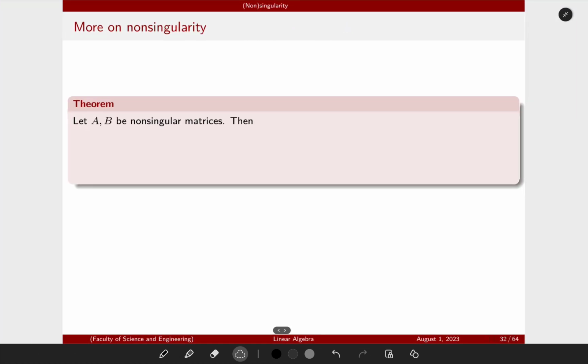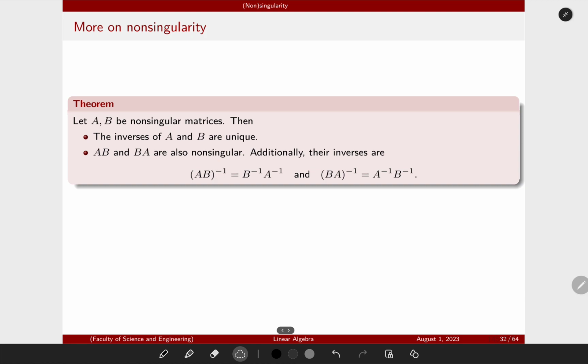So now we have some more concepts regarding non-singularity. They relate the products and other operations of non-singular matrices. So let A and B be non-singular. Then the inverses of A and B are unique, so A inverse and B inverse. AB and BA are also non-singular, and we can see this because we can, in a way, take out the exponent when we take the inverse, and you have a similar property here to the transposes. So the inverse of AB is B inverse times A inverse, and the inverse of BA is A inverse times B inverse.